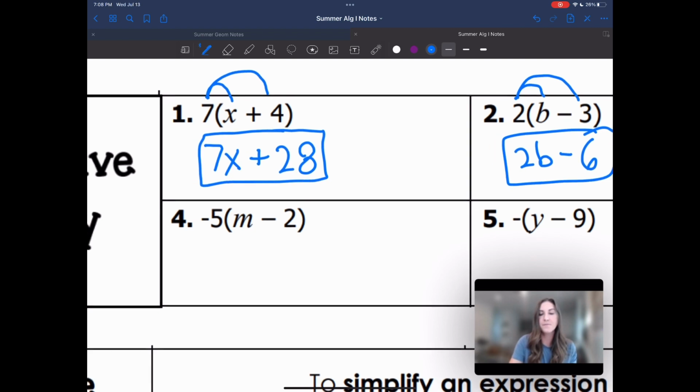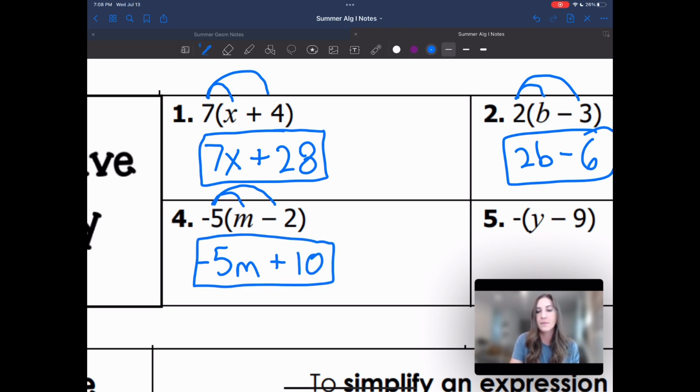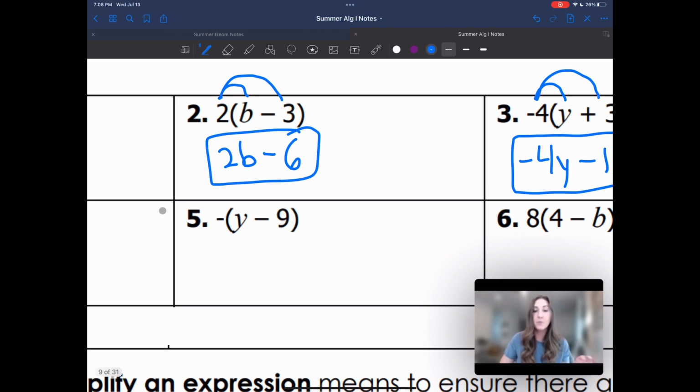Okay, next one. Distributing negative 5, being mindful of the signs. Negative 5 times m is negative 5m. And then negative 5 times negative 2 would be a positive 10. Number 5, careful with this one. There's just a negative sign on the outside. You can think of that as a negative 1 if you'd rather do that. Or if you like to just think of it as a negative, you can do that too. But if you take a negative 1 times y or a negative times y, that just gives you negative y. It's really just going to change the sign of everything that's in the parentheses, but nothing more.